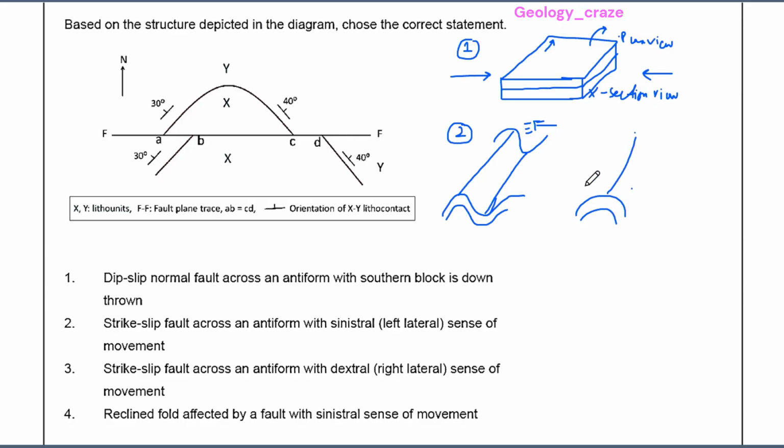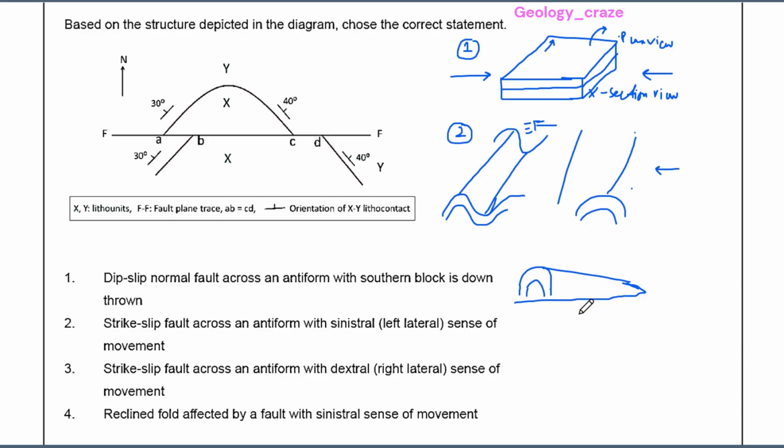So we will make a cross section and see from this side. It is like this. This is our plunging fold now. This is one case. I am not changing anything, I am just changing the force.